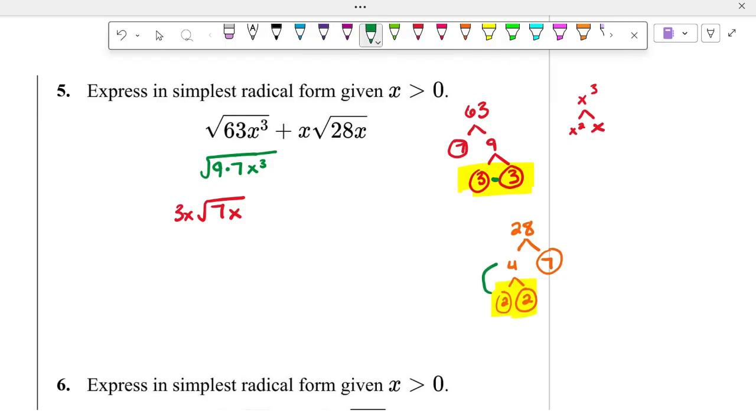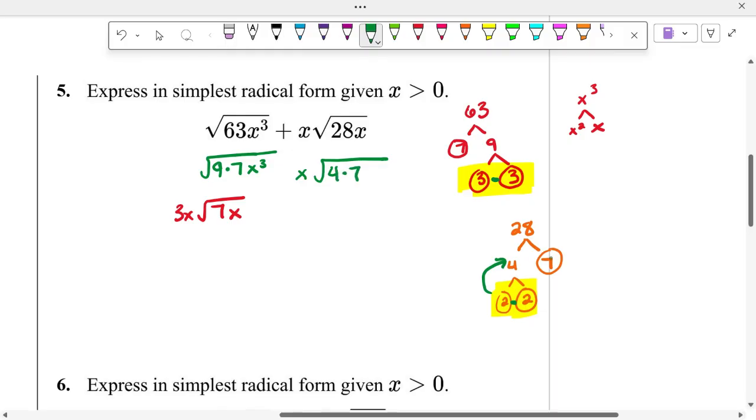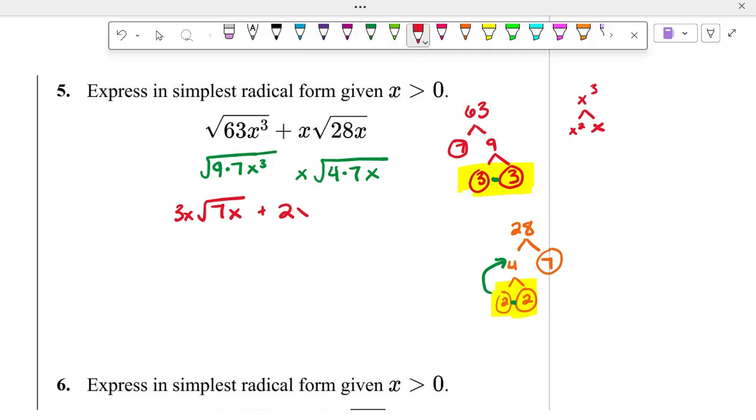So, I'm going to rewrite it with the 4 in mind. I'm just going to multiply the 2 by 2 back together because it's still under the radical. So I have 4 times 7, because I'm bringing out what's left over, x. So, square root of 4? 2. So this will be plus 2 times x, square root of 7x. And x is not a perfect square. There's nothing we can take out of it. So we're done with that.